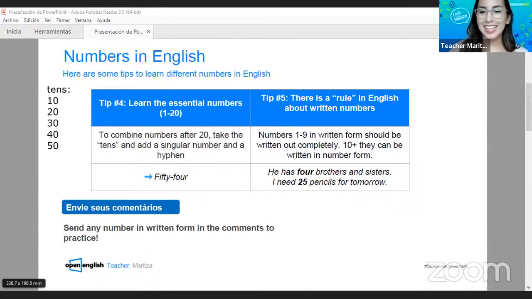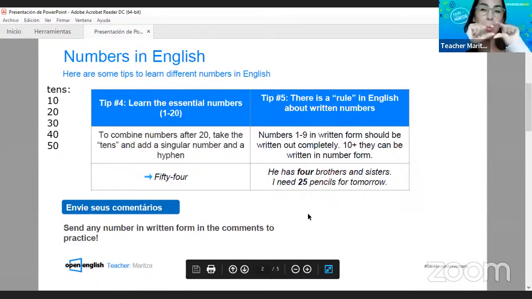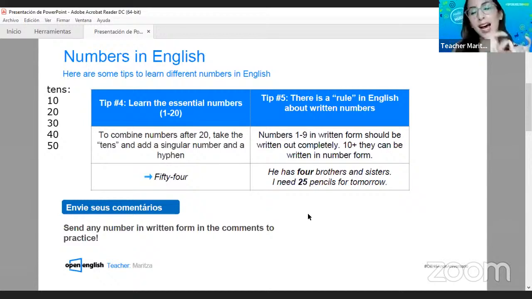Okay, all right. Celeste says, I'm 36 years old. Perfect, excellent job. So remember, if we're going to write out the numbers, we need to write the word, hyphen, and the next word, 54.